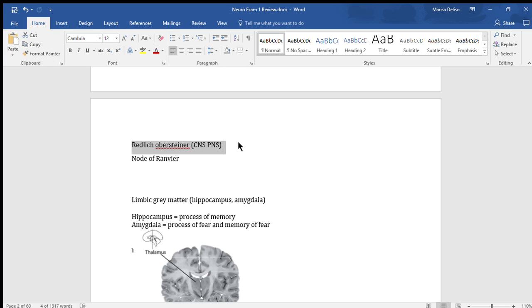Okay, so let's talk about the node of Ranvier. You guys have node of Ranvier. I'm sure you've heard of it a ton of times. Don't forget, these are those little jumps between our myelin that allow saltatory conduction.